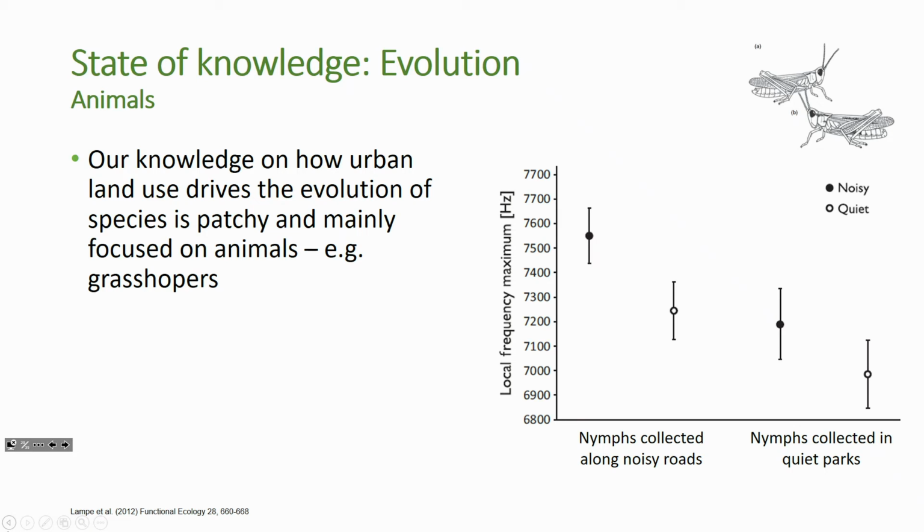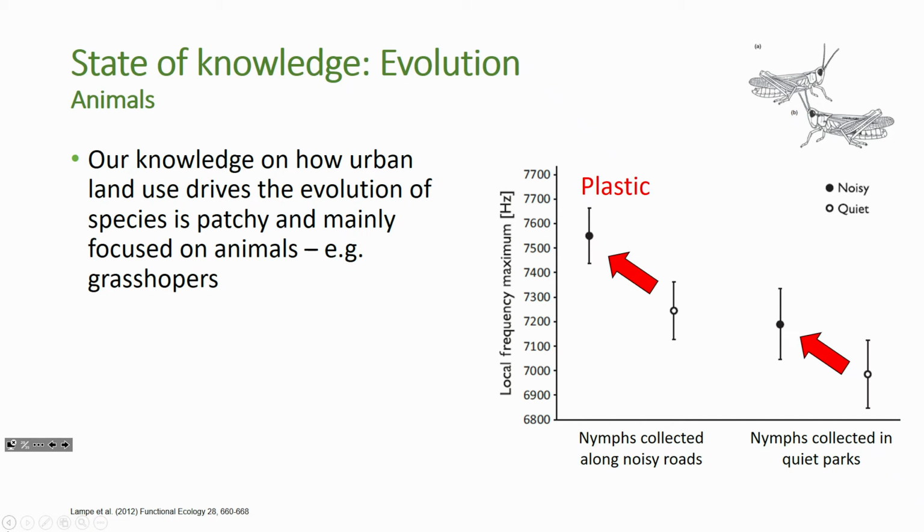Then they brought all of them into the laboratory and raised them, and then the adult grasshoppers were put into different chambers, one noisy chamber, which was as noisy as a road, and a quiet chamber. Male grasshoppers sing to attract females, and what Lampe et al. did was measure the frequency of this male singing.